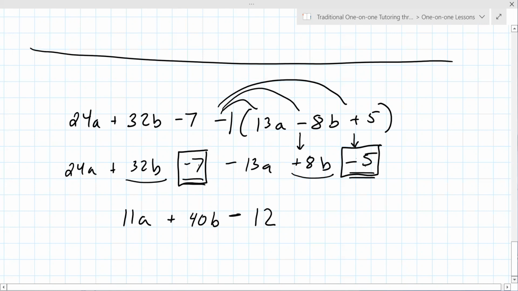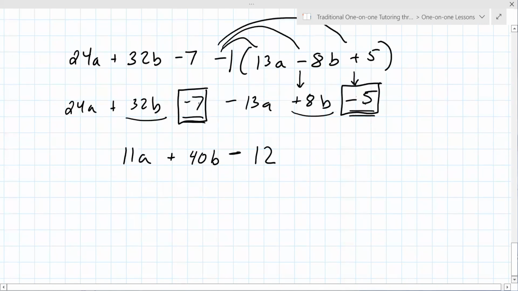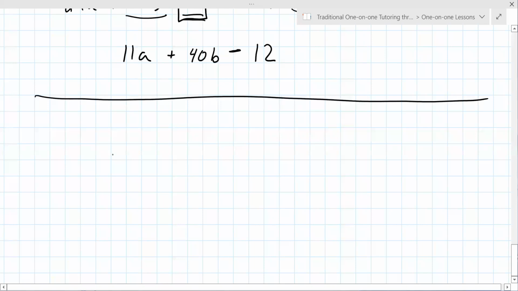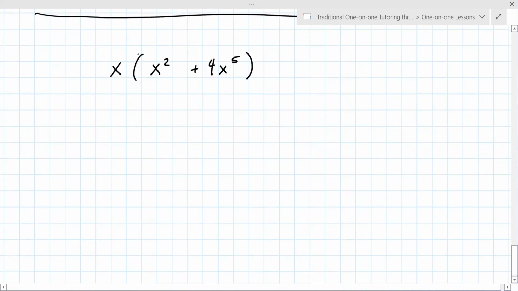Okay, so let's switch to a new topic here. Let's look at something like this. Let's say I wanted you to multiply x times x squared plus 4x to the 5th. You're doing the same thing that you've been doing in previous problems, but now you're not multiplying by a number, you're multiplying by a variable. You're literally taking this x and multiplying it by x squared plus x times 4x to the 5th.